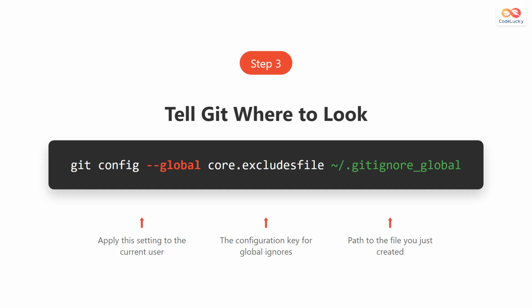Step 3 is the most important part. We need to tell Git that this file exists and that it should be used as the global excludes file. Run the command git config --global core.excludesfile, followed by the path to your file. This registers it with your Git configuration.